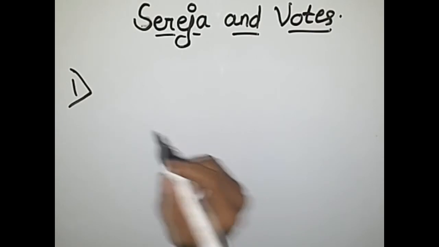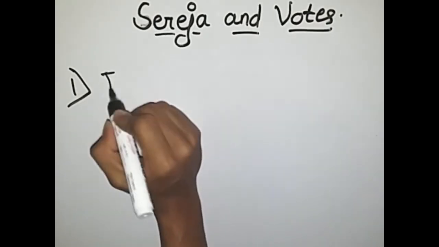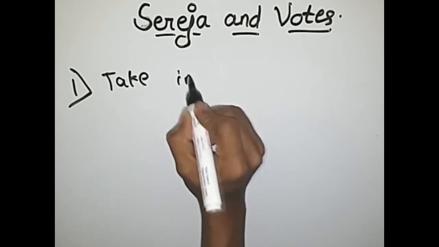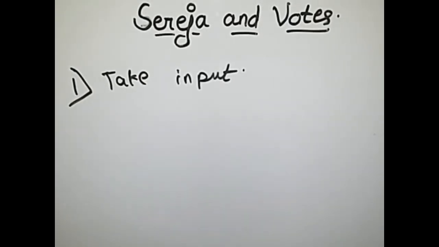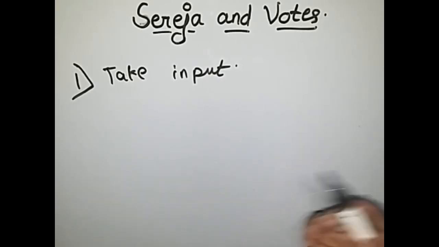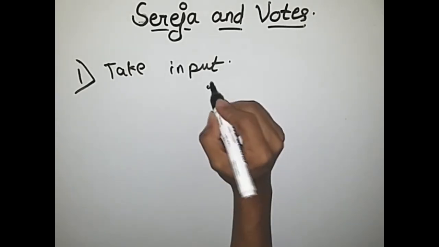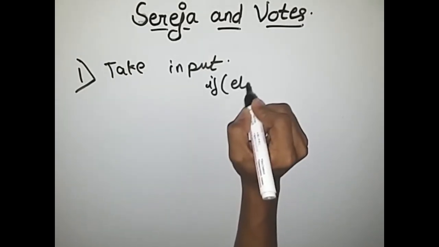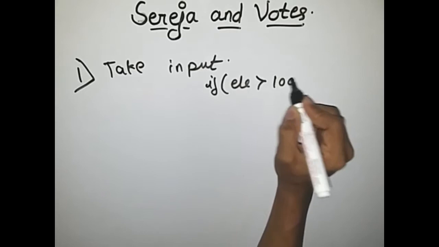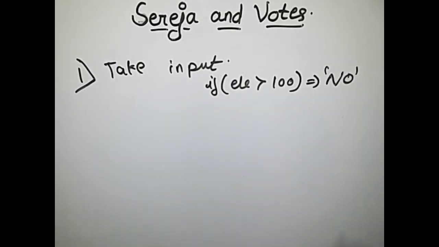First thing what we have to do is take input from the user of array B. So while taking input, what we have to do is just check if any element is greater than 100. If any element in array B is greater than 100, then straight away print no. This is the first case that we need to handle.